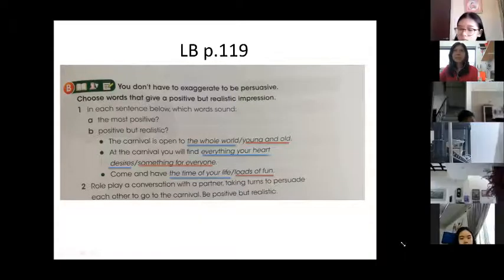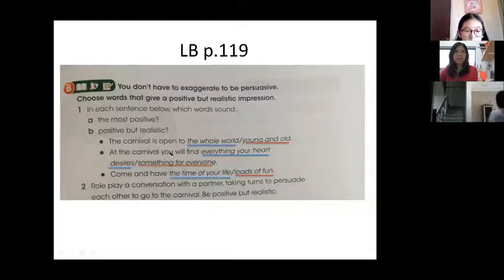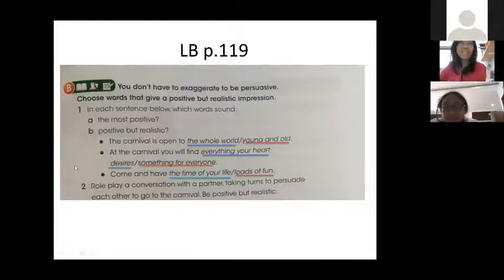I think the exaggeration is something for everyone. Exaggeration is something for everyone. Yes, and everything your heart desires is positive but realistic. Okay, tell me why. Wait, Gabby, wait. Richie first and then Gabby, okay? Because probably the carnival would have something that person does for everyone, but mostly it won't have something for everyone. Yes, it will definitely, at a carnival, you will definitely have something for everyone.